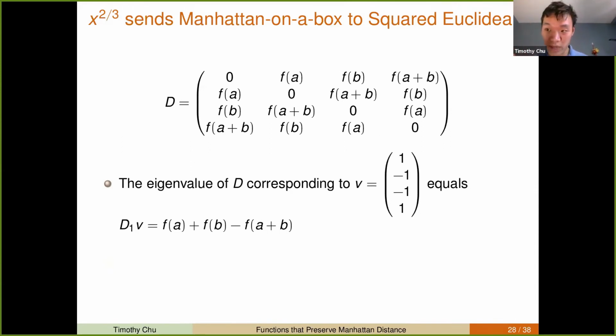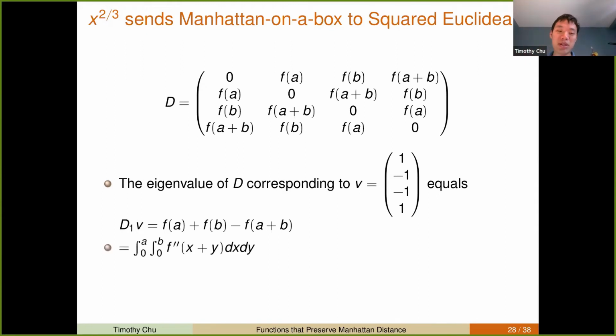Okay, I'm going to do just one more computation. Once again, I'm knee-deep in proving this matrix D is of negative type, aka all the other eigenvectors that aren't the all ones have negative eigenvalues. And the eigenvalue corresponding to V equals 1, -1, -1, 1 is equal to f of A plus f of B minus f of A plus B. And once again, I can figure that out just by multiplying the first row of D by this vector. Why is this always going to be negative when f is x to the 2/3? I'll give you a hint.